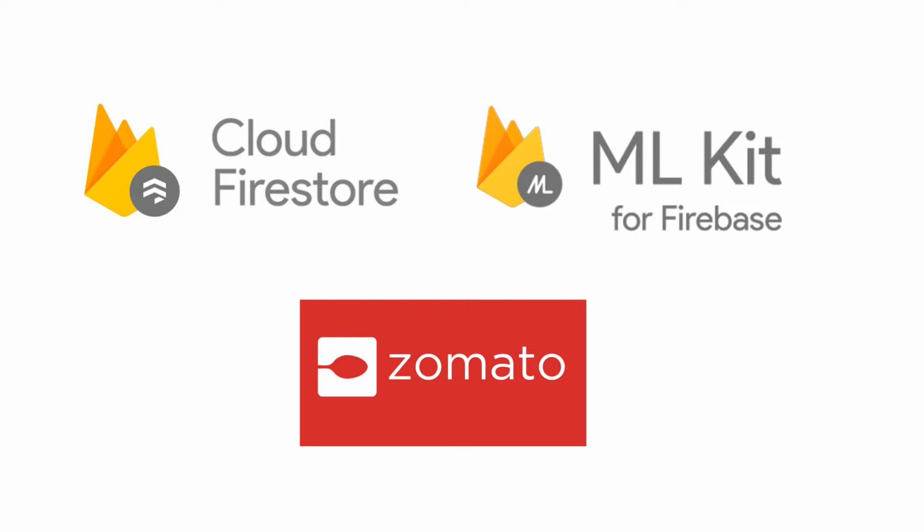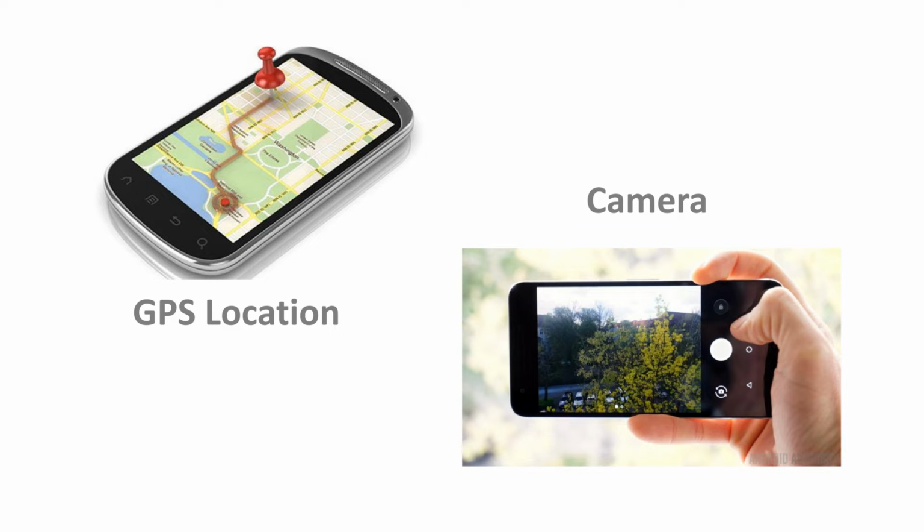On top of that, we used Zomato's free API to retrieve all the various restaurant data that we needed to present to the user. We also used various sensors on the phone, primarily the camera for taking in visual data, but also the GPS to find other nearby restaurants to the current location. Okay, now let's move on to a demo.